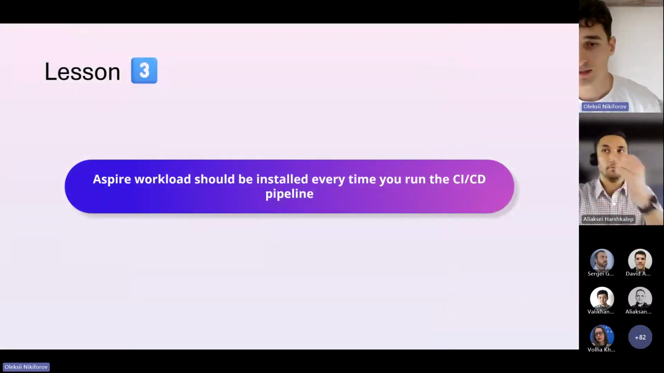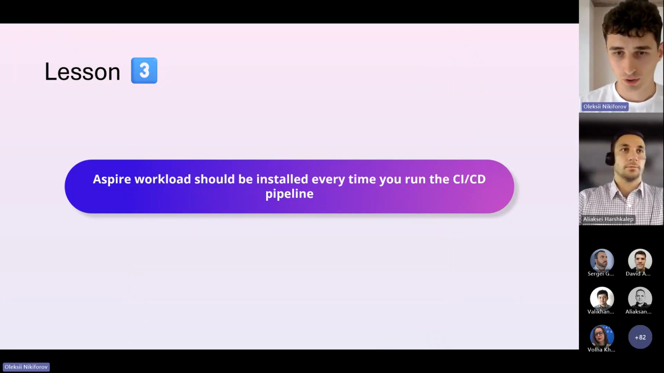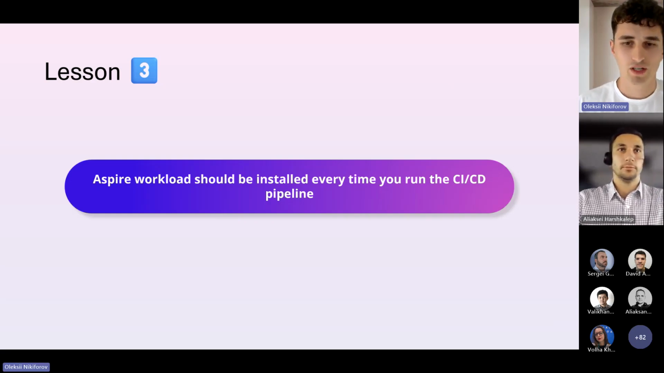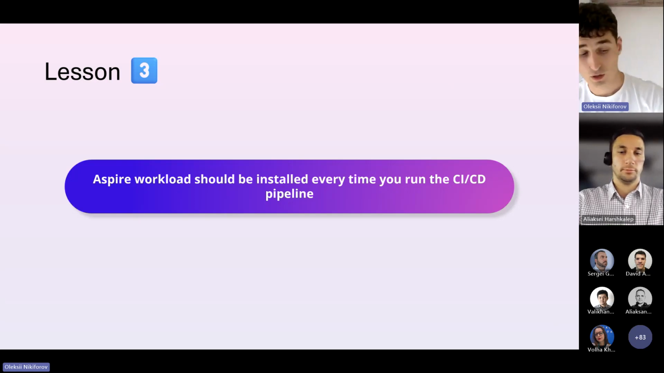The next lesson, lesson 3, is that you require the workload to be installed, and it can be tedious in the case of a CI/CD pipeline because it takes 1 or 2 minutes, depending on the machine, right, to install it, and it slows down your CI/CD.